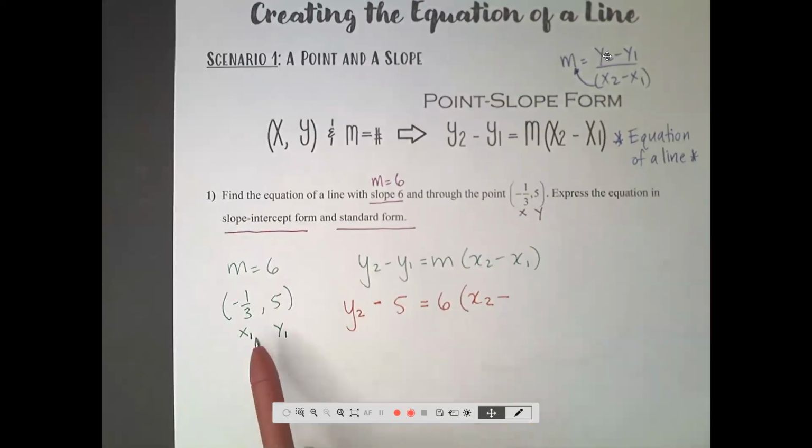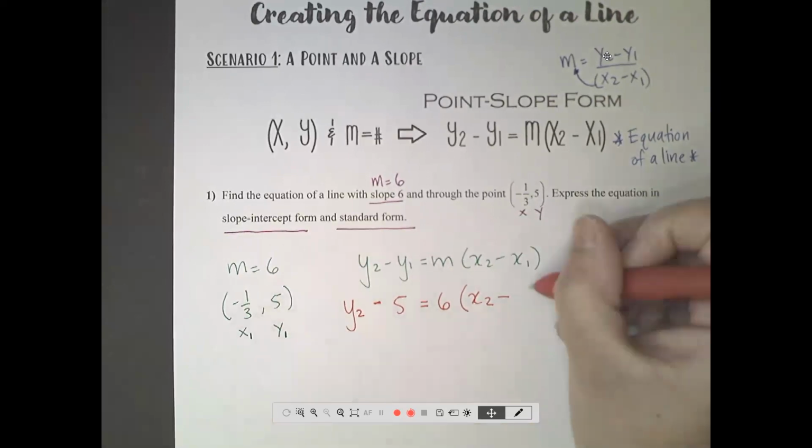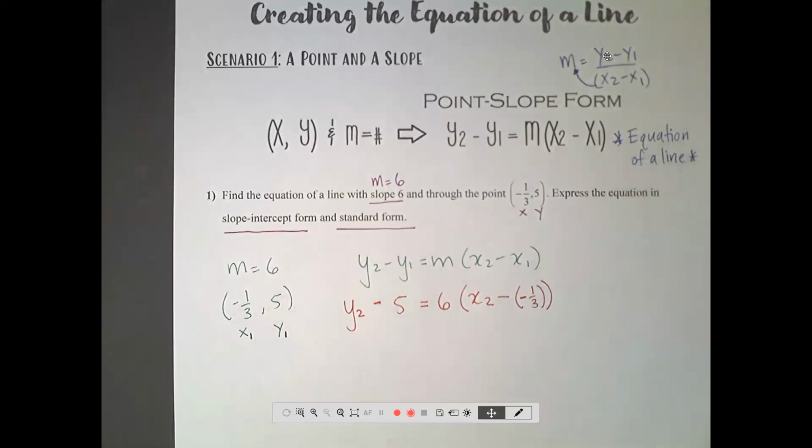And now we have to be careful. Our x1 value is negative 1 over 3. So I need to include the negative sign, and I'm just going to put that in a bracket. Okay, so we have now successfully substituted our values x1, y1, and m. And now you might be wondering, well, I have two different variables. I have an x and a y. Is that okay? And the answer is yes, it's okay.